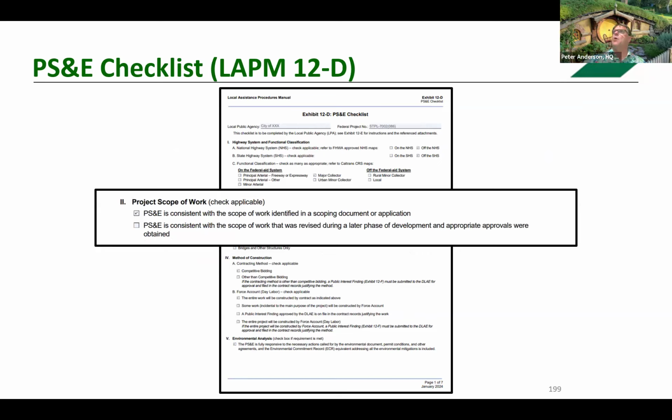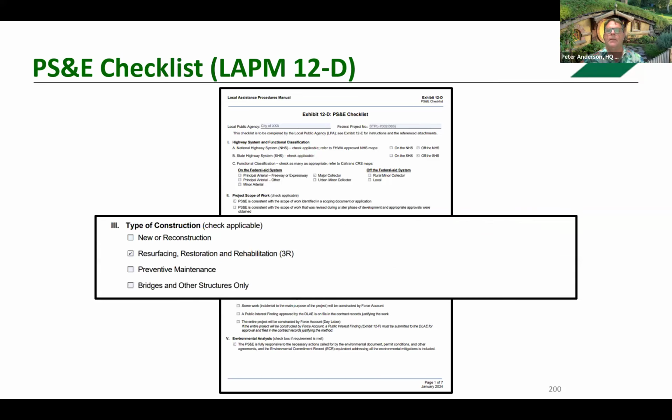But we have some projects out there that actually have an application process they go through. HSIP is one of those. There's an actual application that has to be submitted to get programmed. So it has to be consistent. Type of construction. So our project falls under resurfacing, restoration, and rehabilitation. These are very limited in terms of what you think about the difference, but this is just how the federal government dictates things.